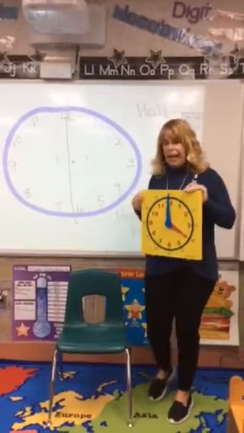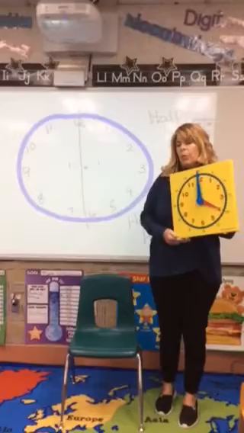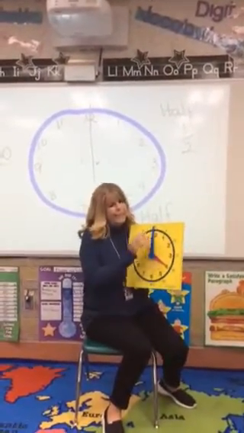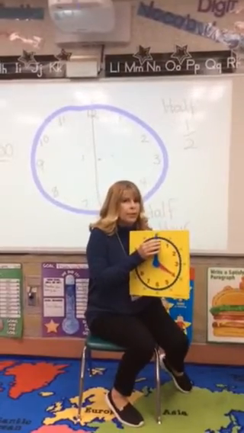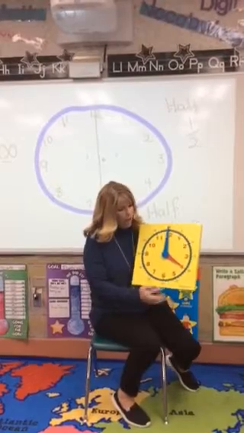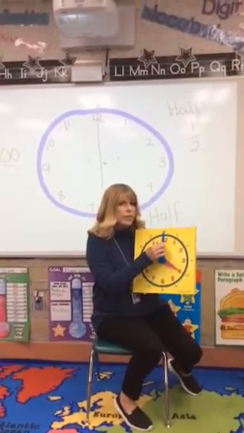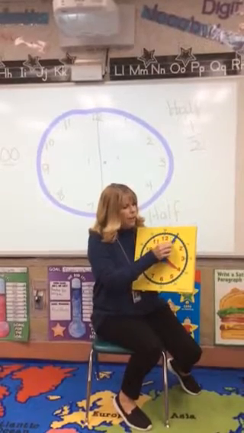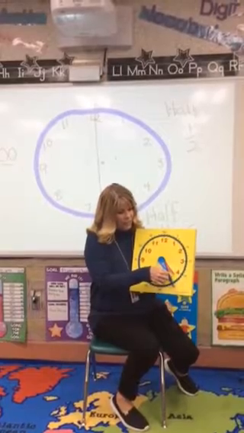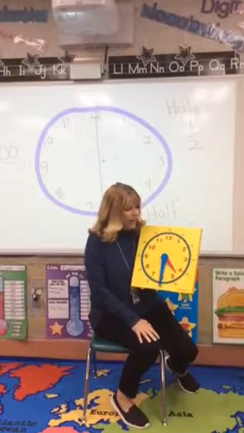Now, a half hour has how many minutes? Well, we know 1 hour has 60 minutes. So what is half of 60? I know some of you know that answer, but let's just go ahead and count it out. If I go half the clock, I'm going to end up on this 6 right here. Let's count out and see how many minutes are in a half hour. We have 5, 10, 15, 20, 25, and 30. There are 30 minutes in a half an hour.